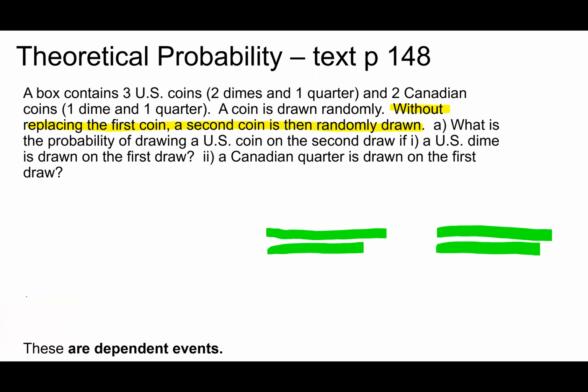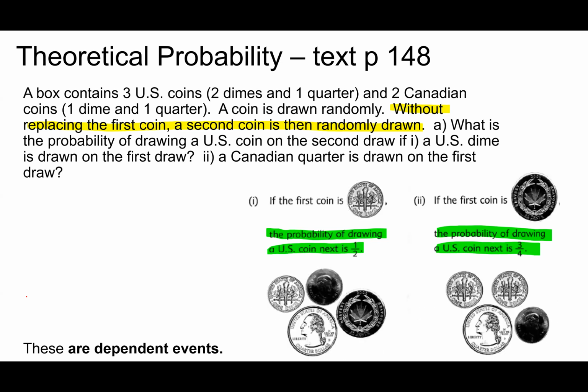All right. What is the probability of drawing a US coin on the second draw if 1, a US dime is drawn on the first draw, and 2, a Canadian quarter is drawn on the first draw? Okay, yikes. All right, so let's take a look at number 1 first. So the probability of drawing a US coin on the second draw if 1, a US dime coin is drawn on the first draw. Okay, so if the first coin is a US dime, then the probability of drawing a US coin next is 1/2.